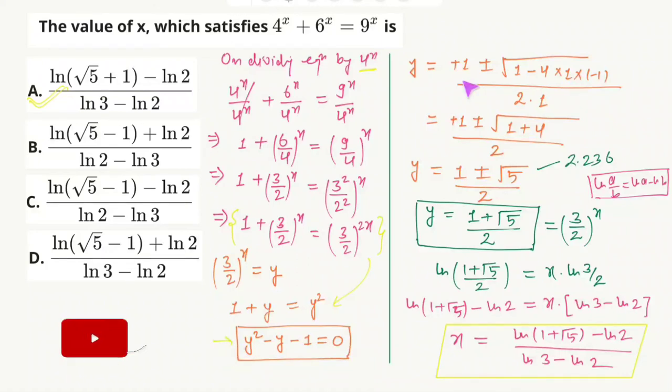We can simply use the formula for its solution, that is minus b plus minus under root of b squared minus 4ac, upon 2a, which is a very common formula. Here, from this equation the value of a is 1, b is minus 1 and c is minus 1. By putting these values of a, b, c, we can get the solution of y. So the two possible solutions are (1 plus root 5)/2 or (1 minus root 5)/2.